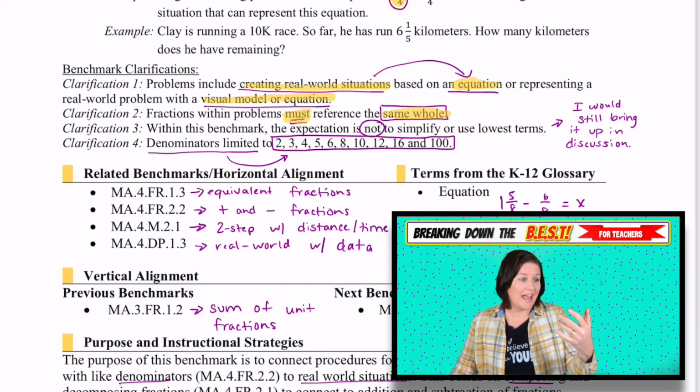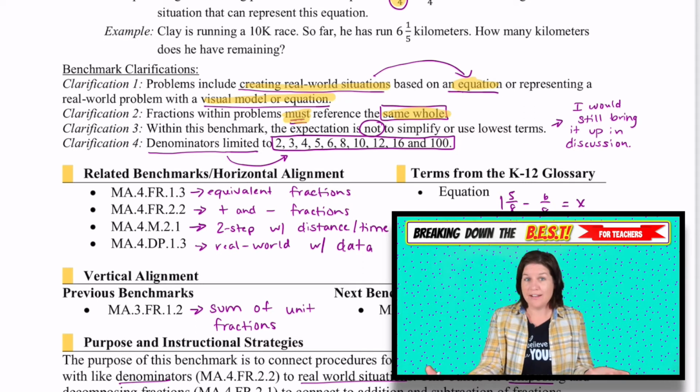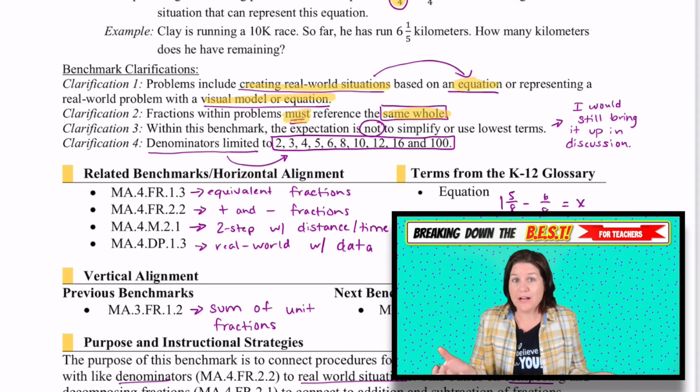Or if we're talking about a fraction of an hour, we also need to be adding another fraction of an hour. Not a fraction of a minute, but a fraction of an hour. So the same whole. Cool?